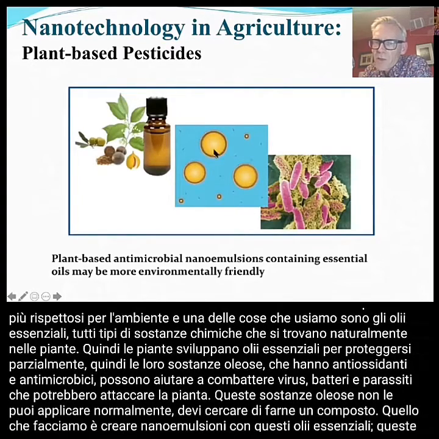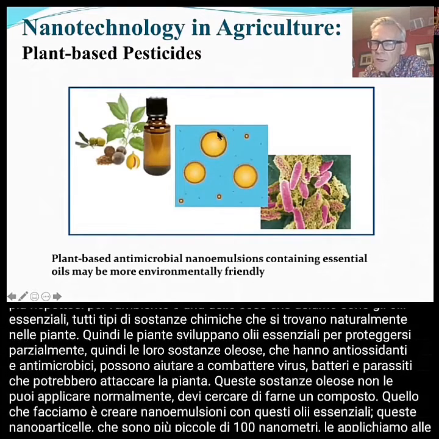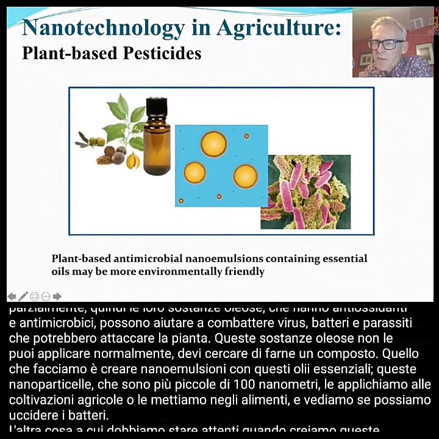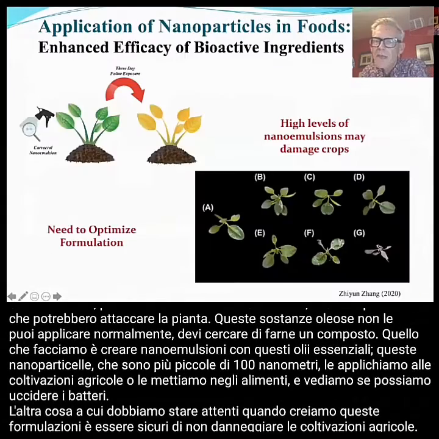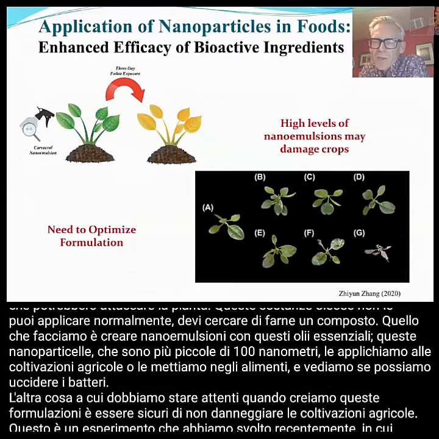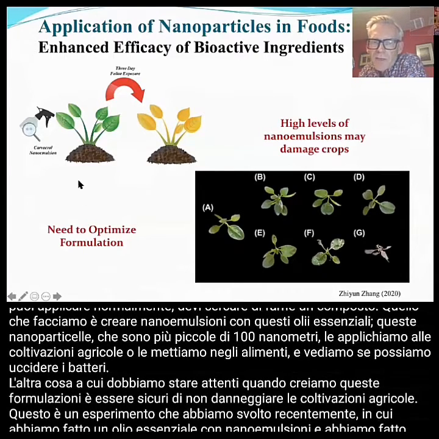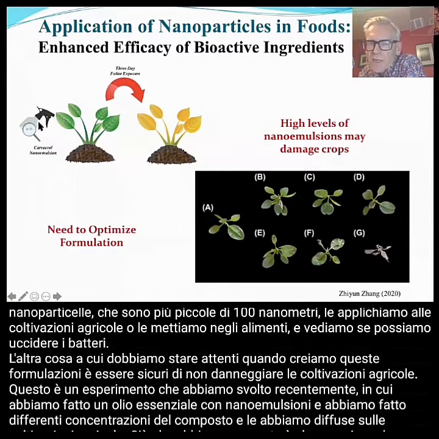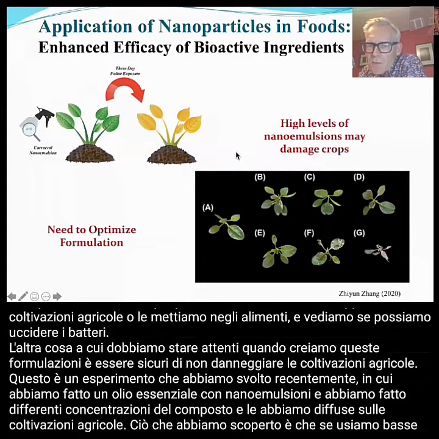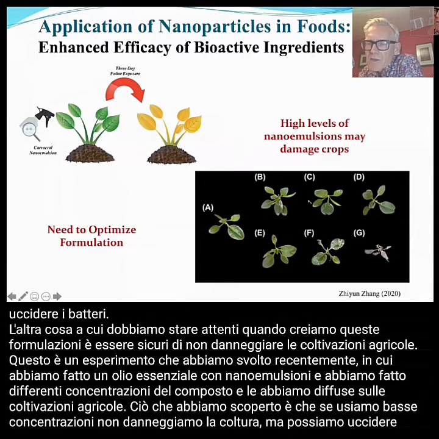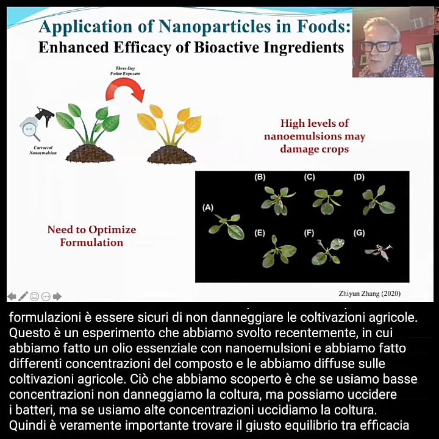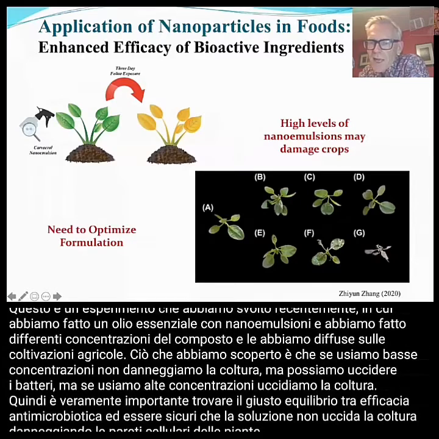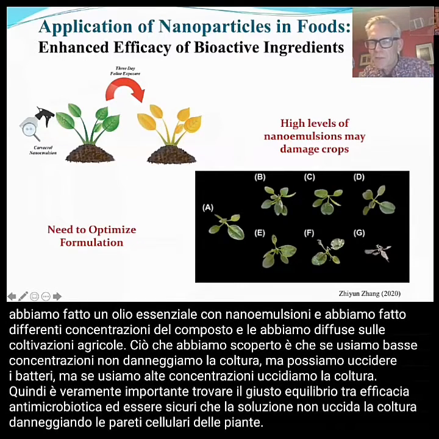What we do is we make nanoemulsions where we have these essential oils in tiny particles, a few hundred nanometers big or smaller. Then we apply them to agricultural crops, or we put them into foods, and we see, can they kill the bacteria? The other thing you have to be careful of when you're making these kinds of formulations is to work out how much you need to put on agricultural crops. This is an experiment we did recently where we made an essential oil nanoemulsion at different concentrations and sprayed it onto agricultural crops. What we found is that if you use low concentrations, you don't damage the crop and you can kill the bacteria. But if you use high concentrations, you actually kill the crop. So it's really important to get the balance right between antimicrobial efficacy and making sure that you don't reduce the yield of the crops by damaging the cell walls of the plant.